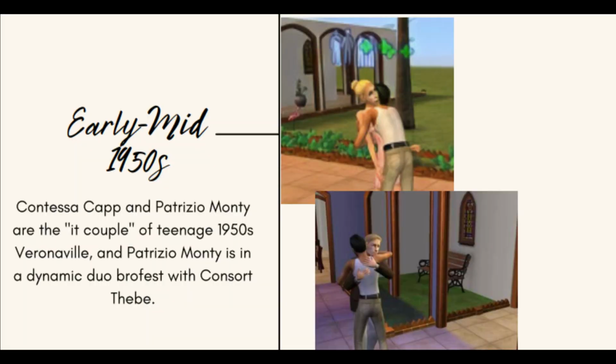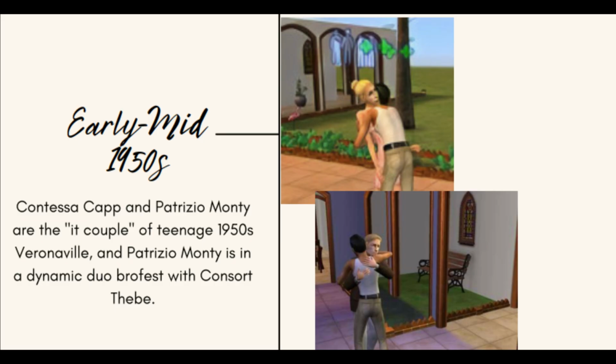So now we have to talk about the inciting incident of Veronaville, which took place in this timeline in around the early to mid 1950s, but we have to give some background first. So, as you see here, it says Contessa Capps and Patrizio Monty are the it couple of the teenage 1950s Veronaville, and Patrizio Monty is in a dynamic duo brofest with Consort Thieves.